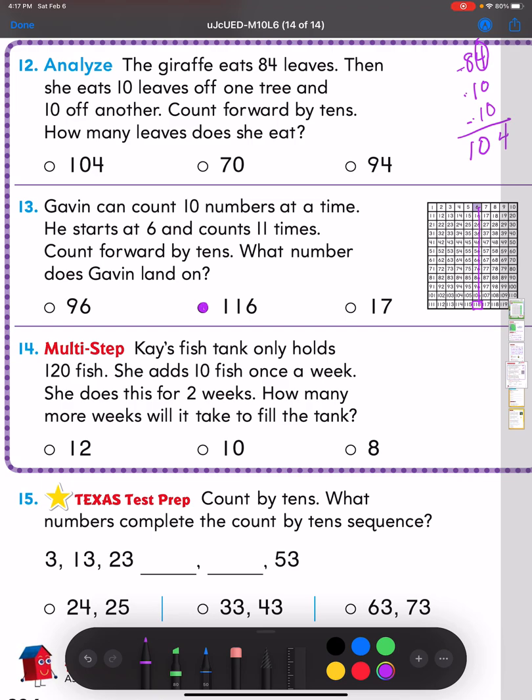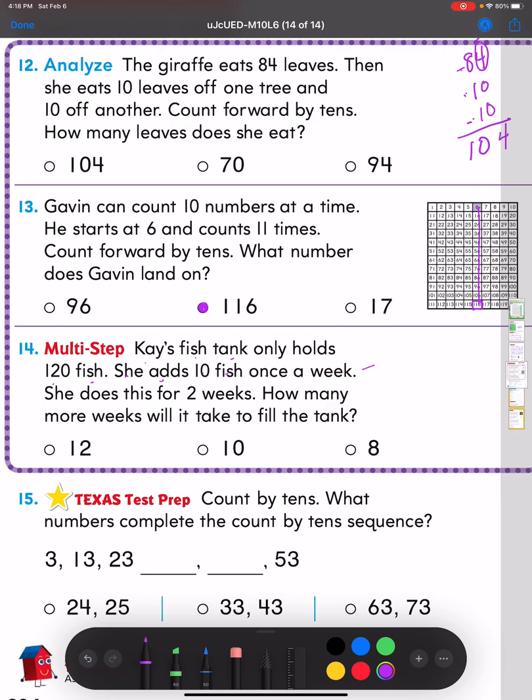Kay's fish tank only holds 120 fish. She adds 10 fish once a week. She does this for 2 weeks. How many more fish will it take to fill the tank? All right. Let's see. So Kay's fish, I'm going to read it one more time because it says it's a multi-step problem. I want to make sure I get all my steps. Kay's fish tank only holds 120 fish. She adds 10 fish once a week. She does this for 2 weeks. How many more weeks will it take to fill the tank?